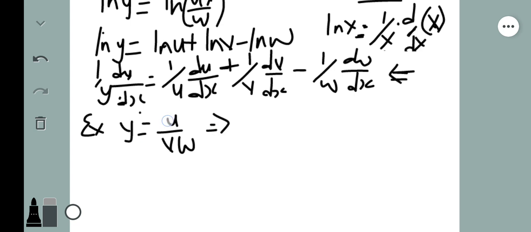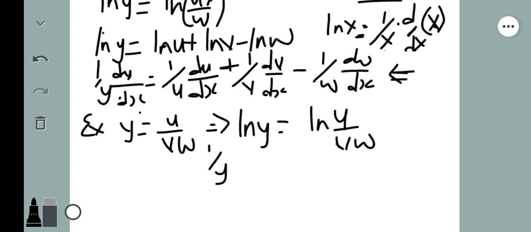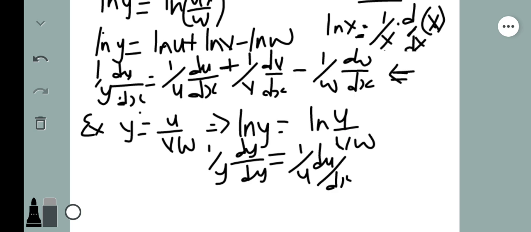So add ln, add ln, add ln. So eventually you have what? ln y equals ln what? u over vw, which eventually gives us 1 over y dy dx, equals, I guess now I'm dropping step, plus 1 over u du dx. Because this is going to be negative, this one is going to be minus 1 over v dv dx, minus, same thing goes to the other one, 1 over w dw dx.